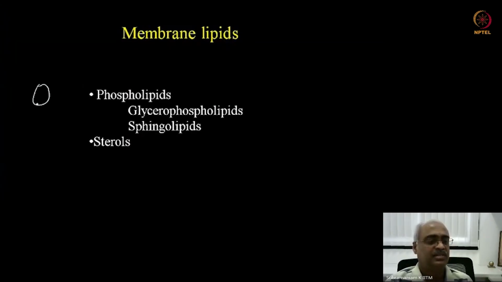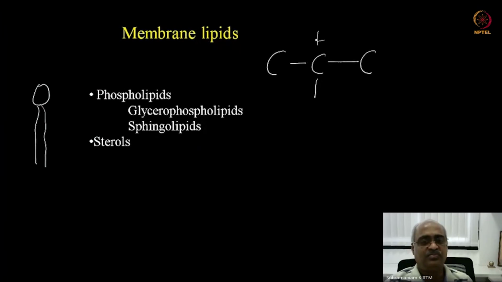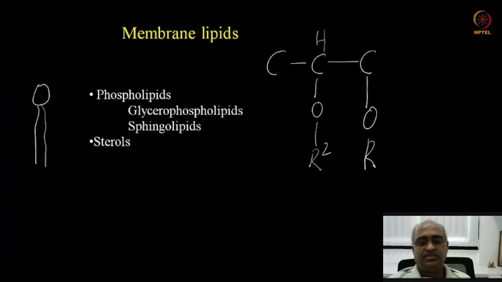So this is the glycerol head group, and these are the two acyl moieties that we draw. So essentially it is this structure. Okay, so here you have an acyl group. Let me put this as R2, and this as R1.